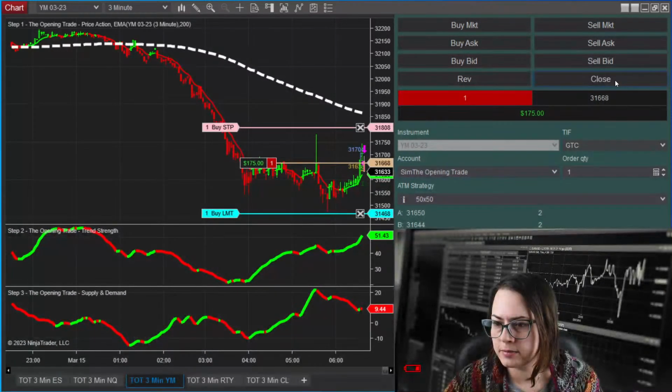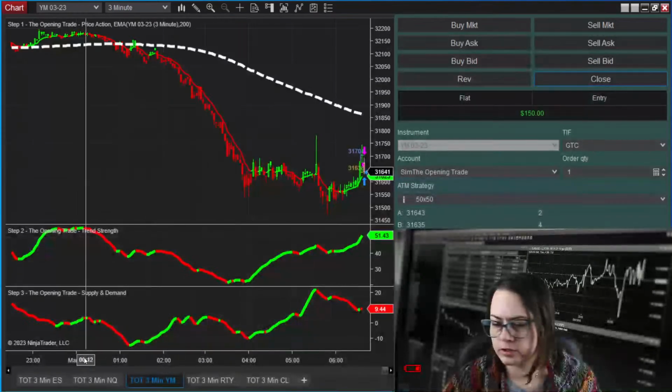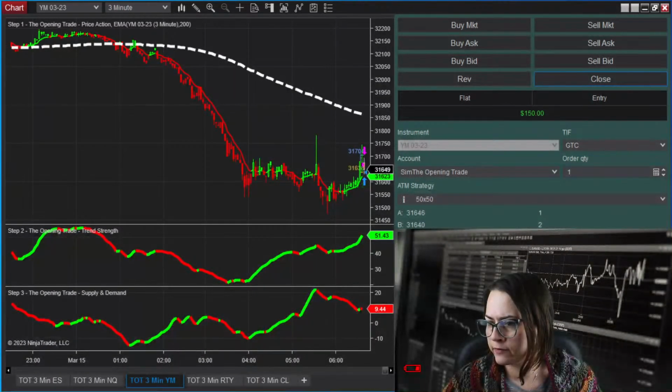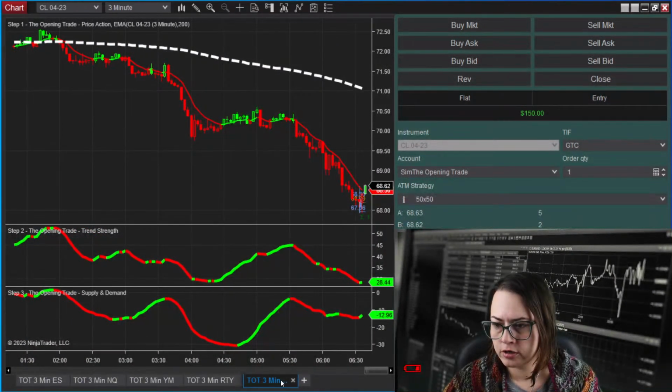So I have less than a minute before my next automated trade. I want to go ahead and hit close. Order filled, in a win there. So scooped up 150 there. So now I'm going to take a look at the crude. Okay, crude's getting interesting here.